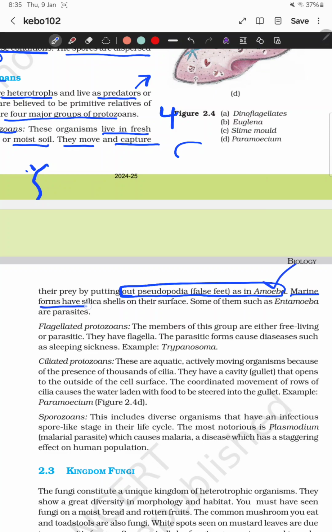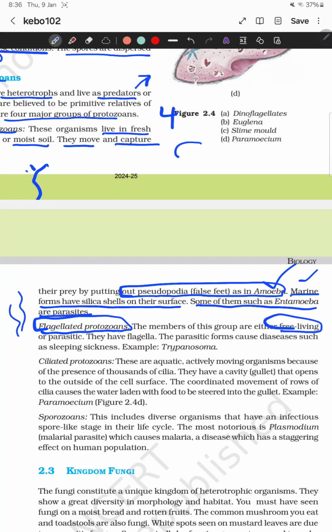Marine forms have silica shells, and some of them, such as Entamoeba, are parasites. These are amoeboid structures. Whereas flagellated means flagella are used for movement. The members of this group are either free living or parasitic. They have flagella. The parasitic forms cause diseases such as sleeping sickness, seen in Trypanosoma.